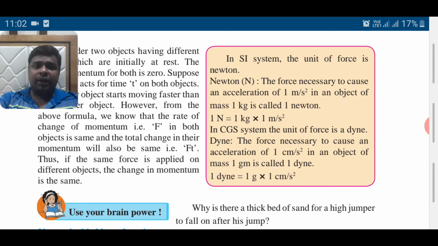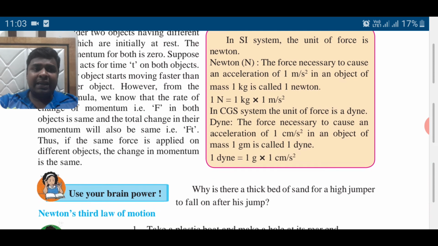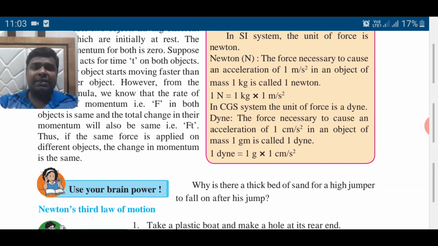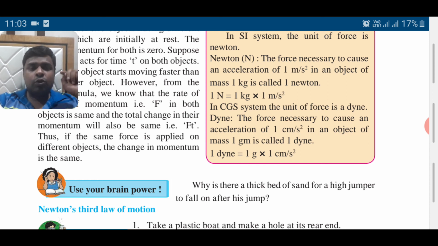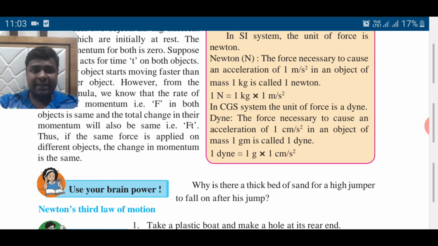So the CGS unit is 1 dyne. 1 dyne is 1 gram into 1 centimeter per second square. So if you have one object of mass 1 gram, you apply some force to it and it starts moving with an acceleration of 1 centimeter per second square, that is called 1 dyne.